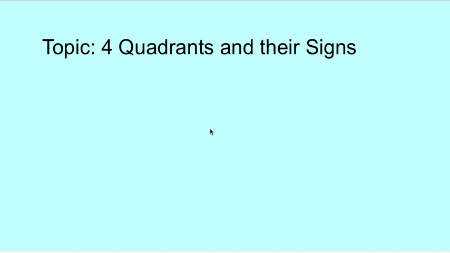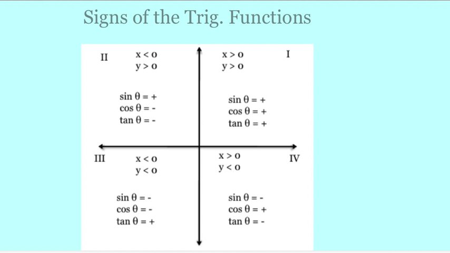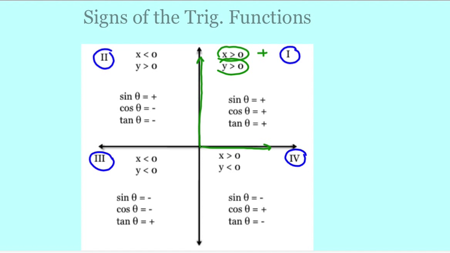This is 4 quadrants and their signs for the trig functions. So what I have here is our 4 quadrants: quadrant 1, quadrant 2, quadrant 3, quadrant 4. For all of the x values, so this is like your x-axis going across, they're going to all be positive numbers. All of the y values going in a positive direction will also be positive.